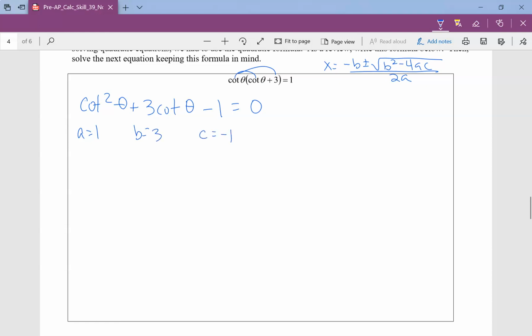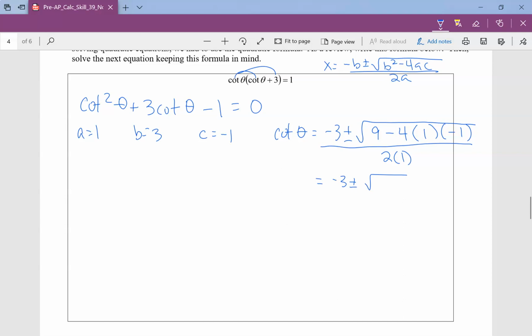We're going to plug those into the formula, and we're going to say cotangent theta equals, and then we're just going to plug these in. So the opposite of b, so negative 3 plus or minus b squared, so 3 squared is 9, a is 1, c is negative 1. So that gives us negative 3 plus or minus square root of, let's see, I have 2 minus signs here, so I'll have a plus, so 9 plus 4.